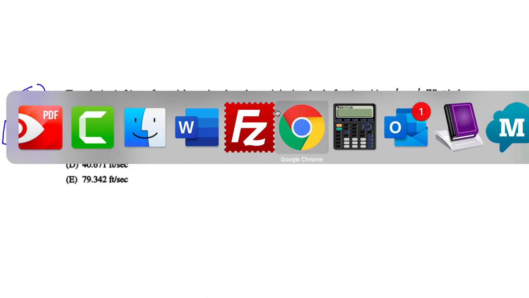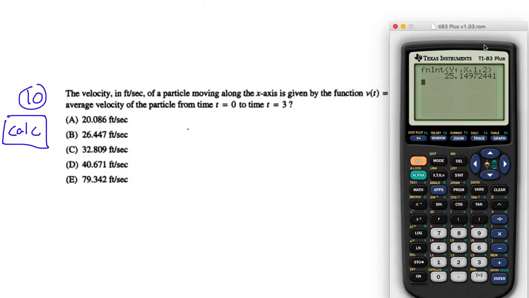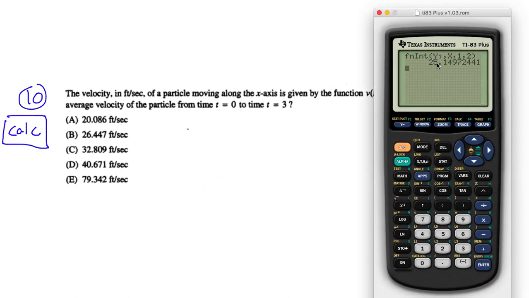Let's pull up our calculator. So I'm not able to get my new calculator working for whatever reason. So I'm going to use my old calculator. I'm pretty sure it converts really easily.